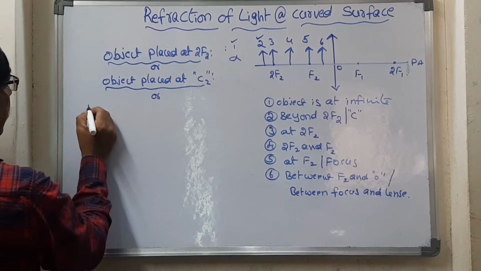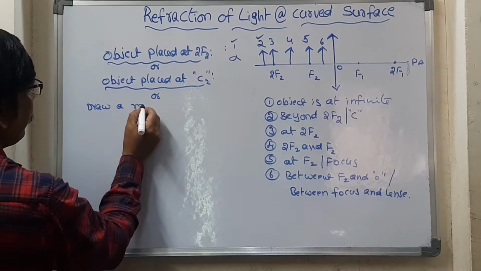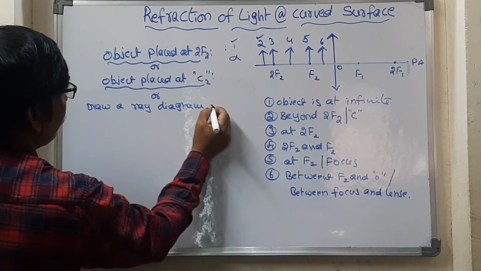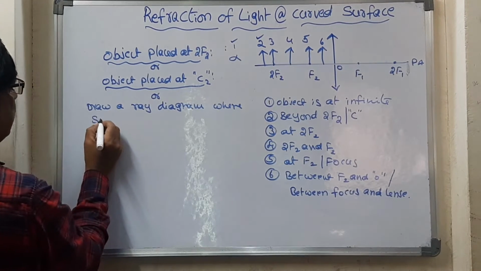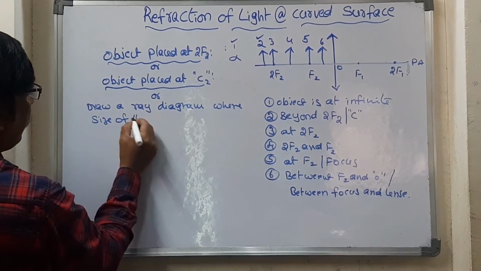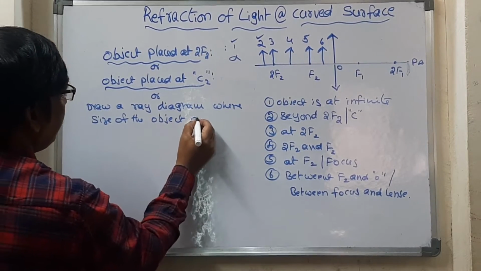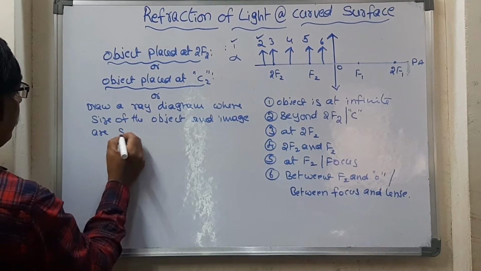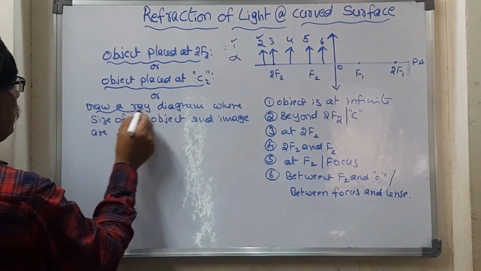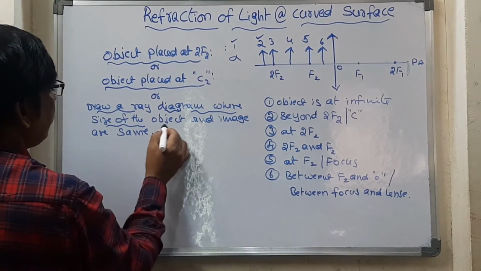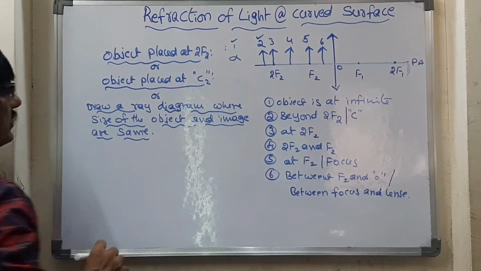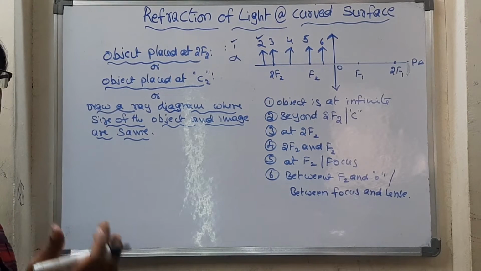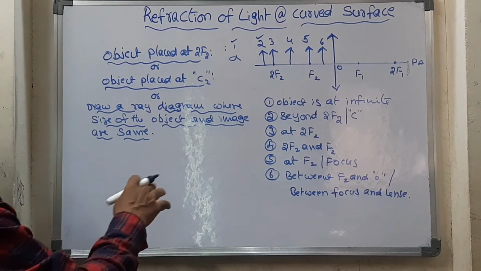Or, draw a ray diagram where the size of the object and image are the same. These three situations can be asked. So this is the most popular case also. Most of the time, 90% this situation is coming in the exam. Draw a ray diagram where the size of the object and image size both are the same. Now let's see that, and how can it be?